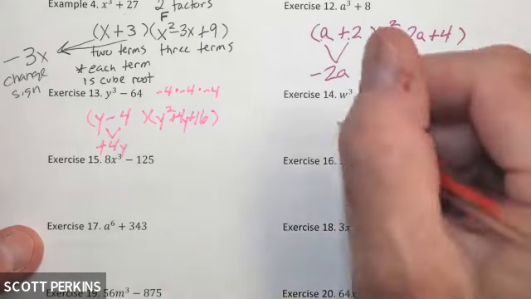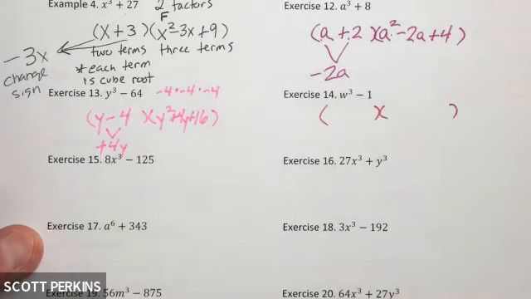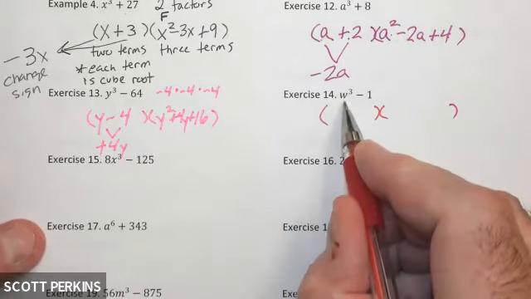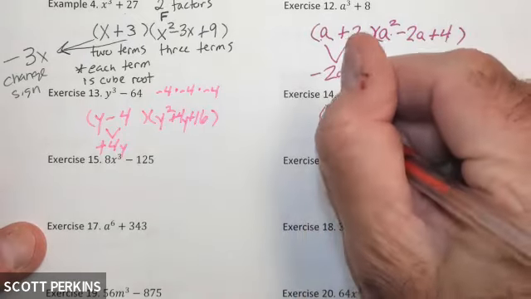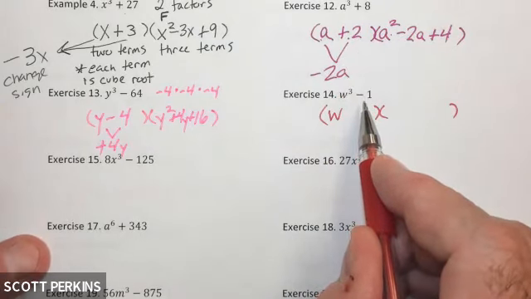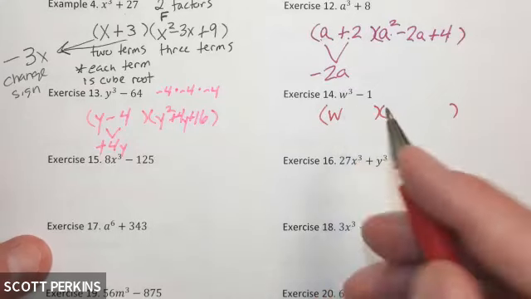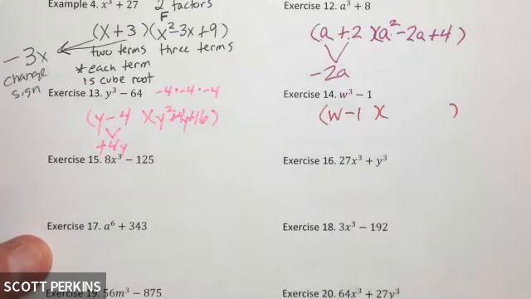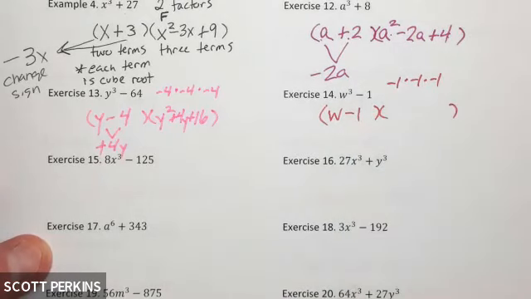All right, so this one's a difference again. So let's see how we do with the signs this time. So I've got w cubed minus 1. So the value that I multiply 3 times to get w cubed is w. What's the value I multiply 3 times to get negative 1? Negative 1. We need the negative. Okay, because negative 1 times negative 1 times negative 1 is going to give me negative 1.